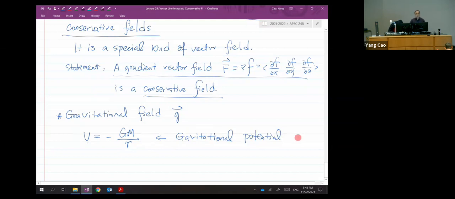So this is called the gravitational potential function. Then your gravitational field G is obtained by applying the del, or gradient operation, to this scalar function V. So del V gives you this gravitational field G, which turns out to be capital G, capital M over R squared times R hat. R hat is the unit vector. That's how you get the gravitational field G.